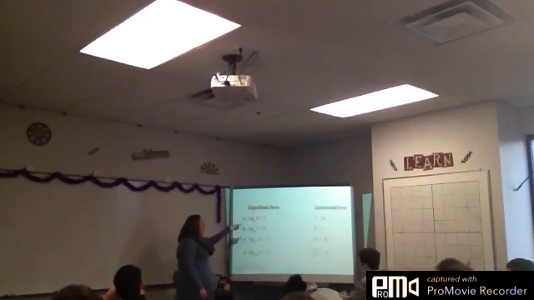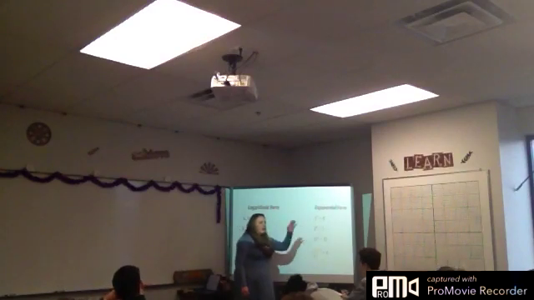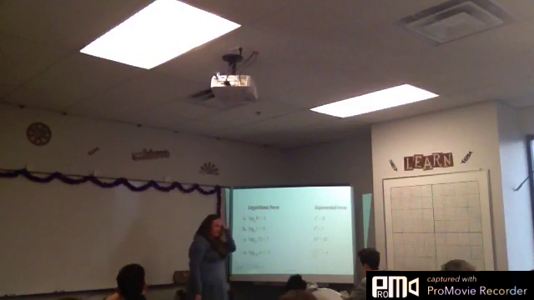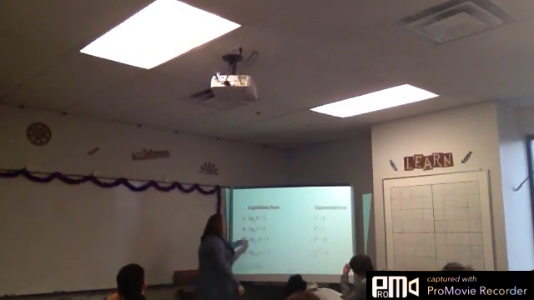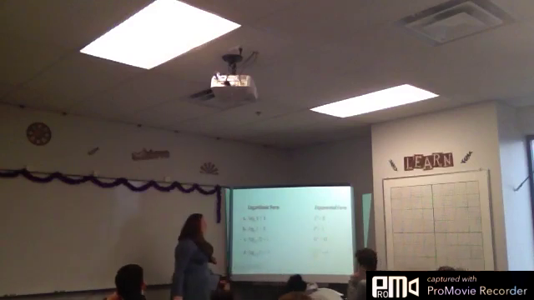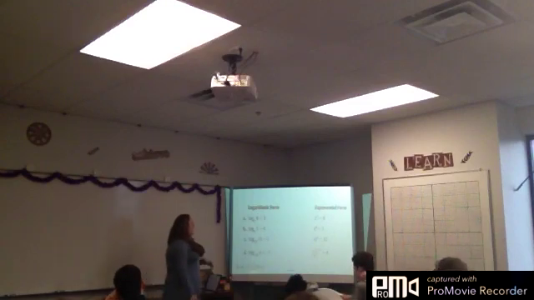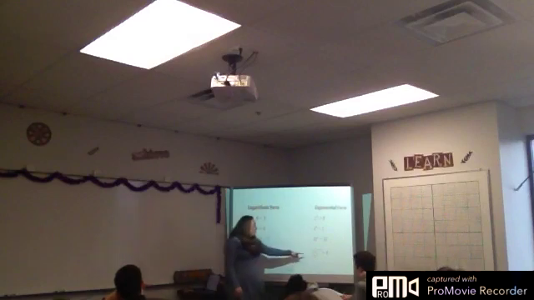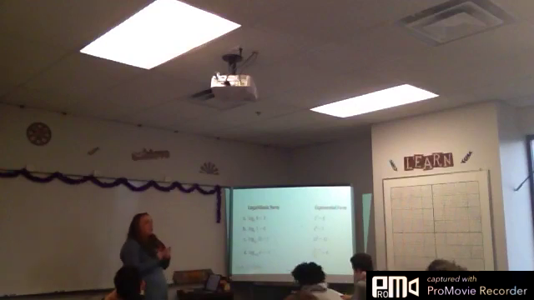Log base 4 of 1 equals 0, so 4 to the 0 power gives me 1. Log base 12 of 12 equals 1. 12 to the first equals 12. Okay? Log base 1/4 of 4 equals negative 1. That works out because what do you have to do when you have a negative exponent? Flip it. So 1/4 to the negative 1 equals 4.